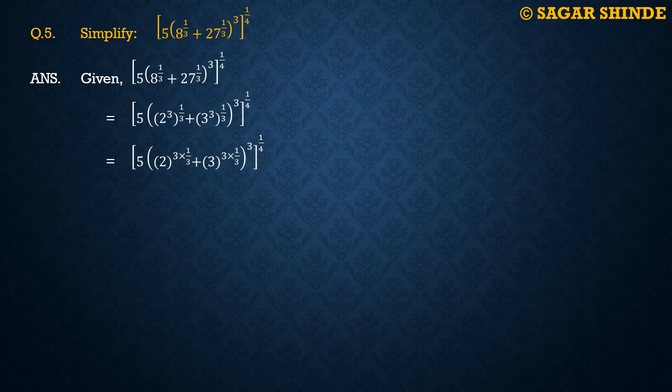Now that 3 is going to get cancelled from both the powers, so we'll be simply left with 5 into 2 raised to 1 plus 3 raised to 1, raised to 3, and whole raised to 1 upon 4. Okay, so next step we can write that is equal to 5 multiplied by 2 plus 3 cube raised to 1 upon 4. That is nothing but 5 multiplied by 2 plus 3 is 5, cube raised to 1 upon 4. Now 5 into 5 cube.